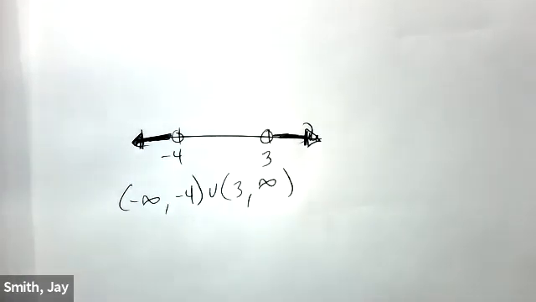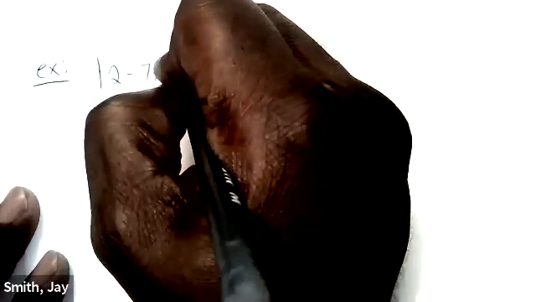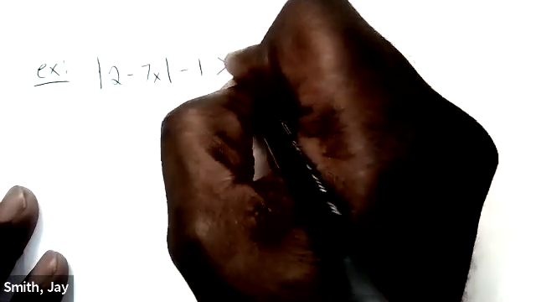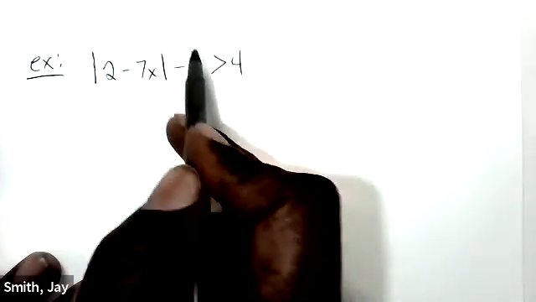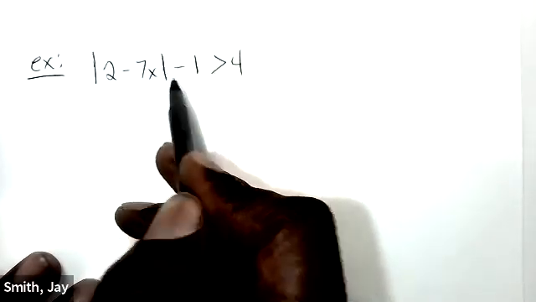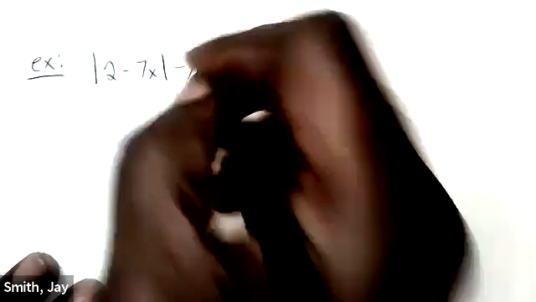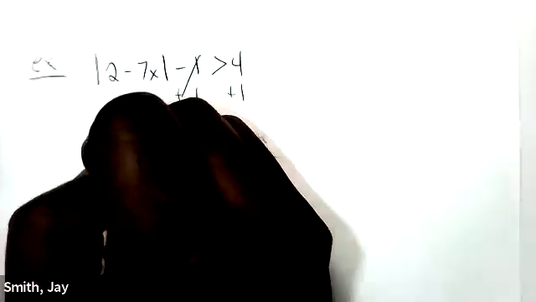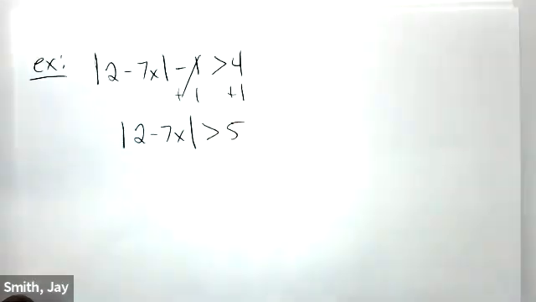Last type of absolute value inequality that you may see, when you actually have something outside the absolute value. So here, I'm going to have the absolute value of 2 minus 7x minus 1 greater than 4. First thing you do, move anything that's outside of the absolute value bars, on the same side of the inequality, to the other side. So to move this -1, I add 1 on both sides. Absolute value of 2 minus 7x is greater than 5.